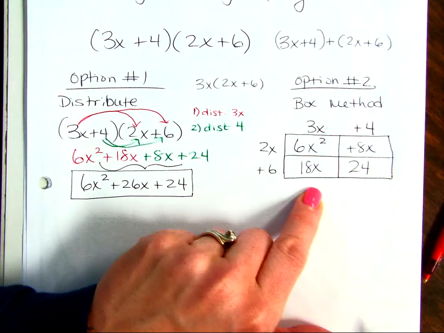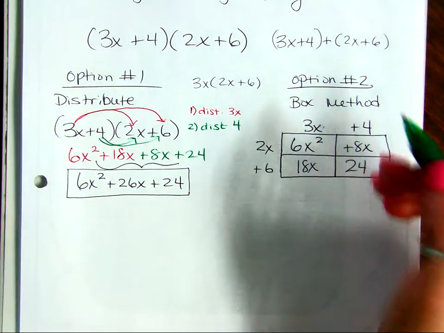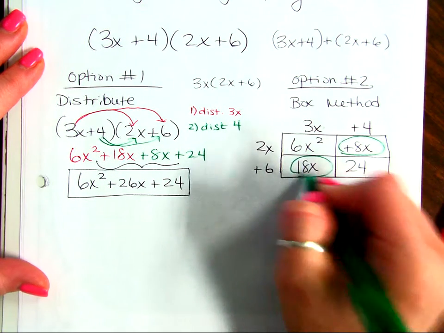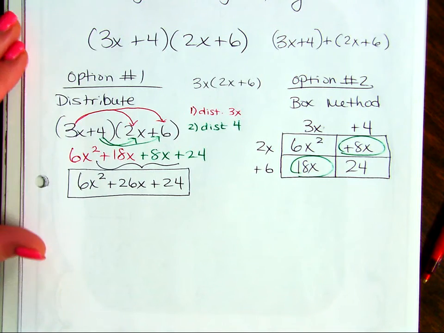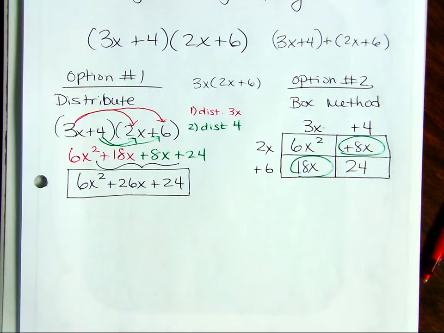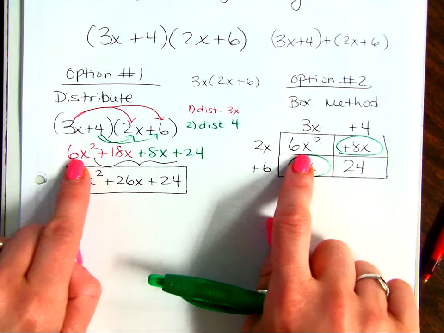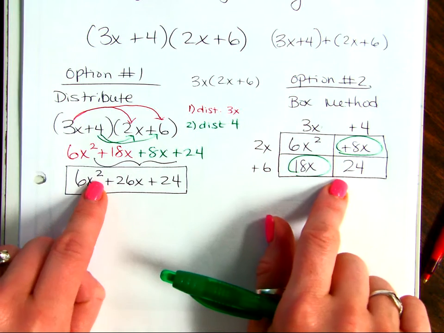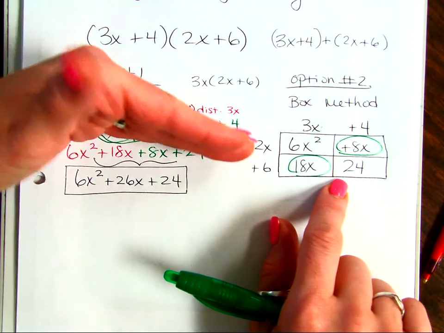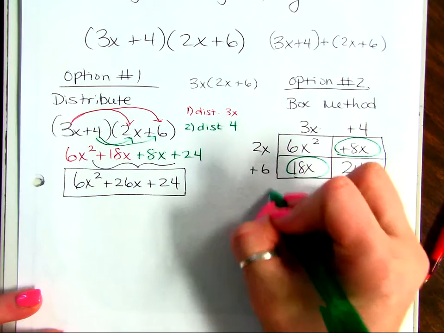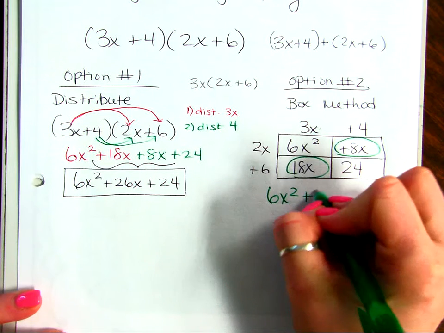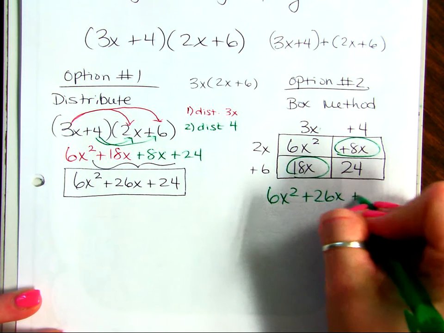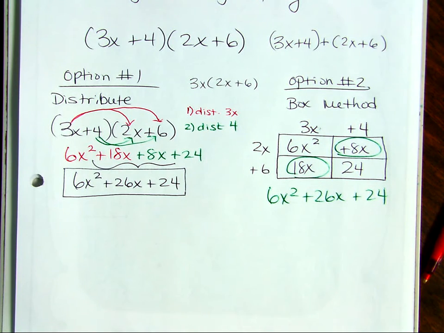And then I look to see if I have like terms. And I do. And then you use what answers are in the box. I just want you to see something. Don't you still see all the same terms? They're just kind of in line here, and here they're in a box. So 6x squared plus 26x plus 24. Okay? Whichever method works best for you.